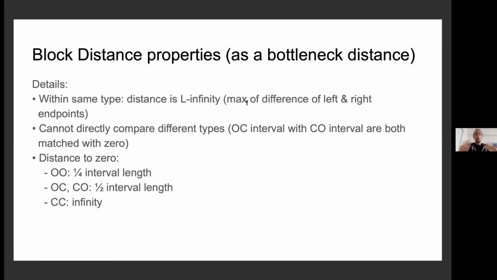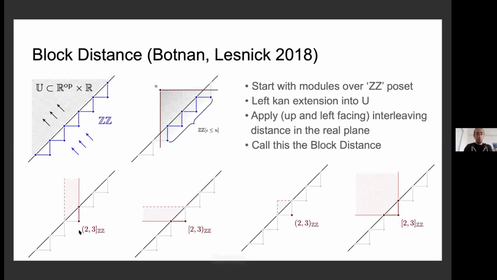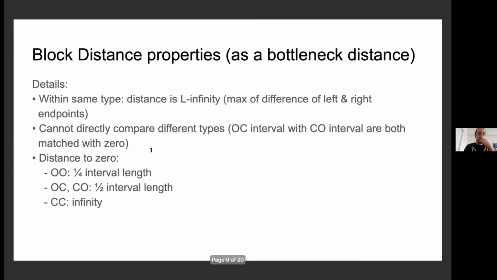Well, now we can just view the block distance as a bottleneck distance in all ways because we just showed that they're equal. So it is its own bottleneck distance. So we have these four types, this sort of open, closed, closed, open, open, open, closed, closed. So what does this block distance do on indecomposables? Within the same type, distance is L infinity. Compared to interval type modules, because all these blocks can be represented in an interval format, just take the max of the difference of the endpoints. That's all you got to do.